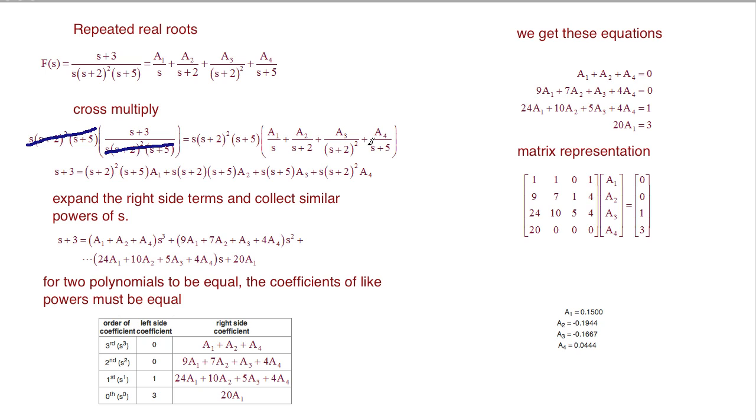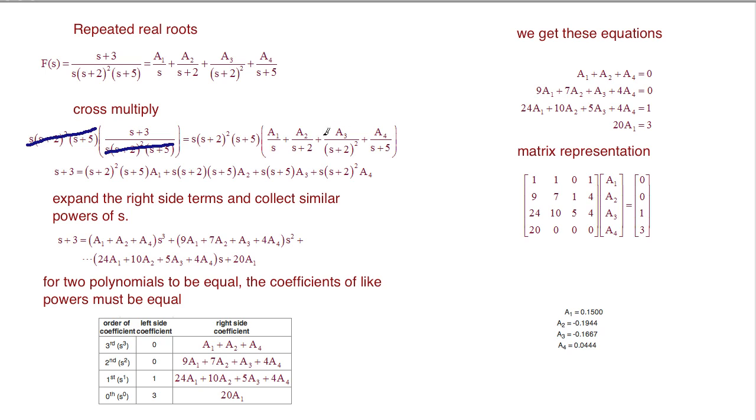The right side gets a little bit more interesting. When we multiply this whole term times the first element, A1 divided by s, just the s's cancel out, leaving us with (s plus 2) squared times (s plus 5) times A1. Now when we multiply this whole expression times the term A2 over (s plus 2), the (s plus 2) cancels from the denominator, but only one of the (s plus 2)'s cancels in the numerator. That leaves us with s times (s plus 2) times (s plus 5) times A2.